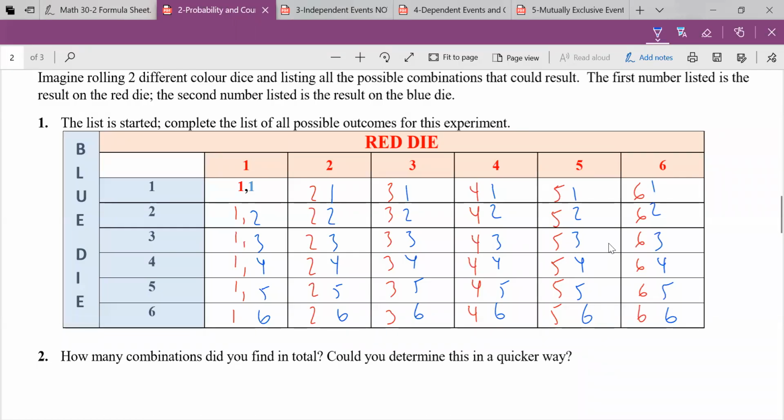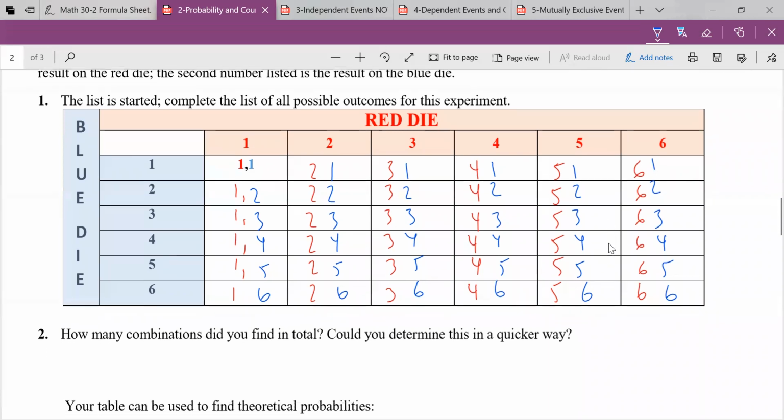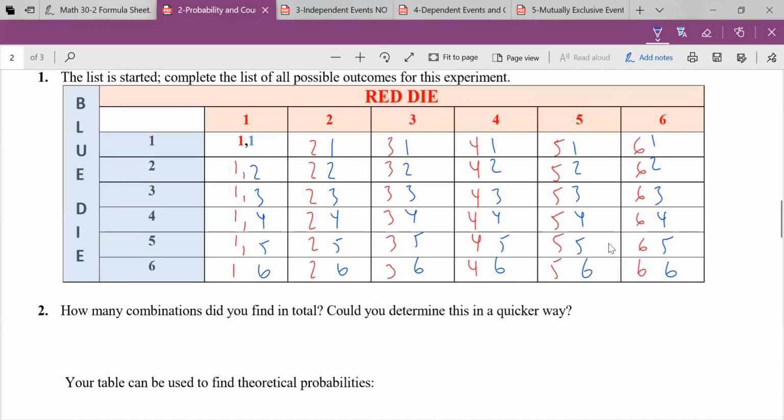Okay, hoping you took the time to fill in that table. We're going to use it for the next few questions. How many combinations did we find in total? I can look at the table and say 36, but remember, the quicker way to find our sample space is to use the fundamental counting principle: there are 6 options for the first die and 6 options for the second, so 36. It's always good, especially in probability, to know how many outcomes we'll have.